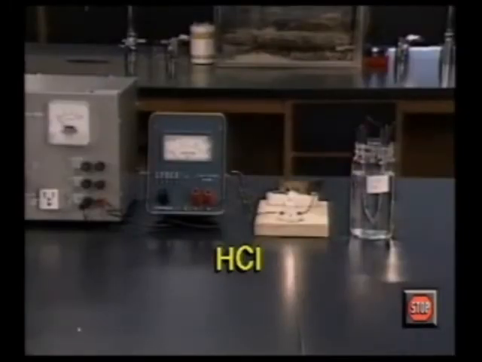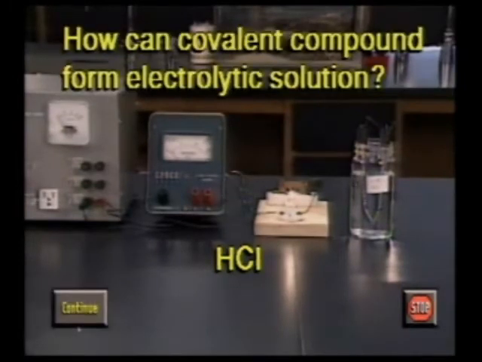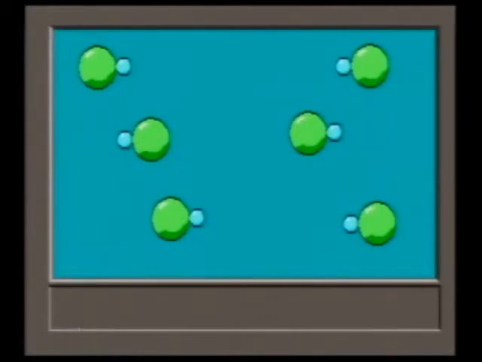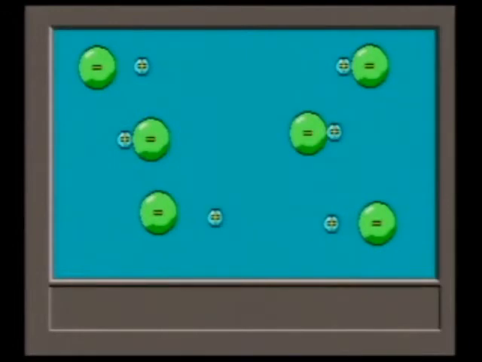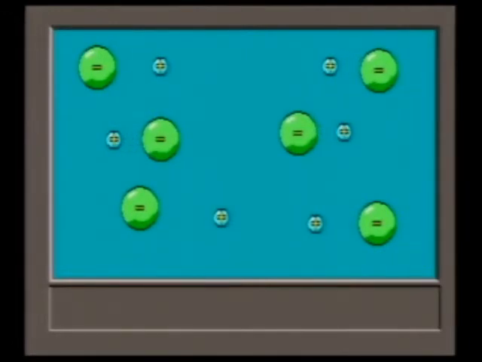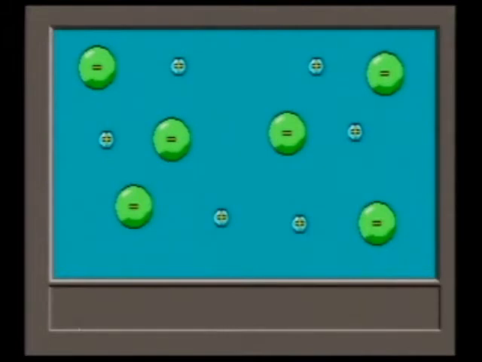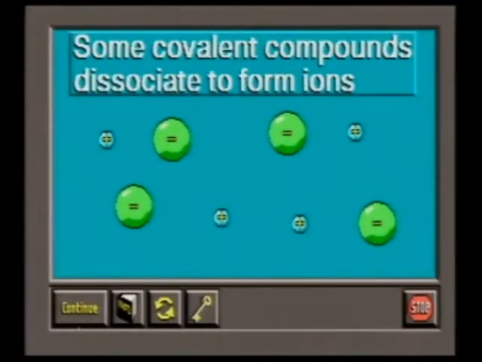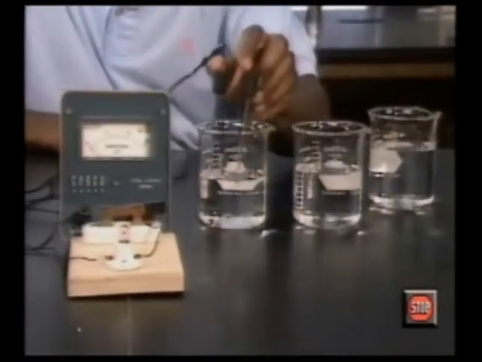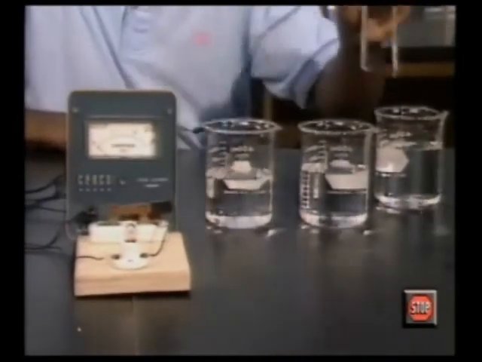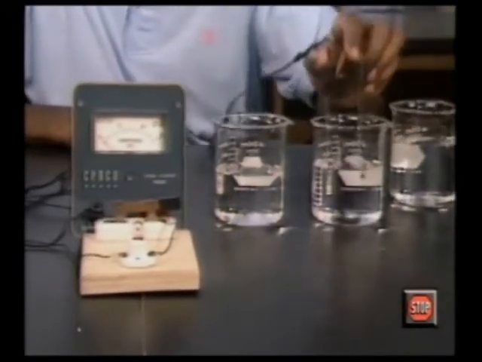Hydrogen chloride is a covalent compound, but it forms an electrolytic solution. When placed in water, hydrogen transfers its electron to the chlorine atom, forming ions, and the ions dissociate. While all electrolytic solutions conduct electricity, there are variations in the degree to which they conduct.